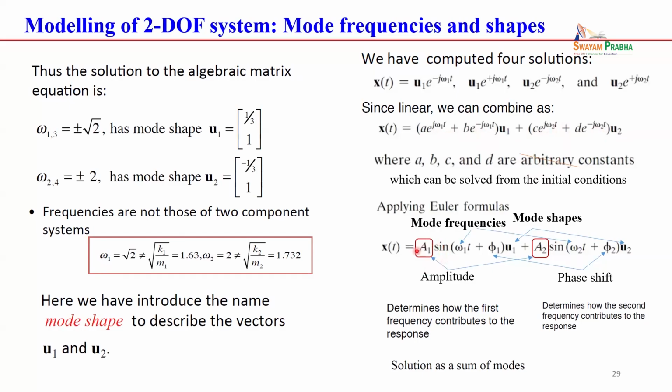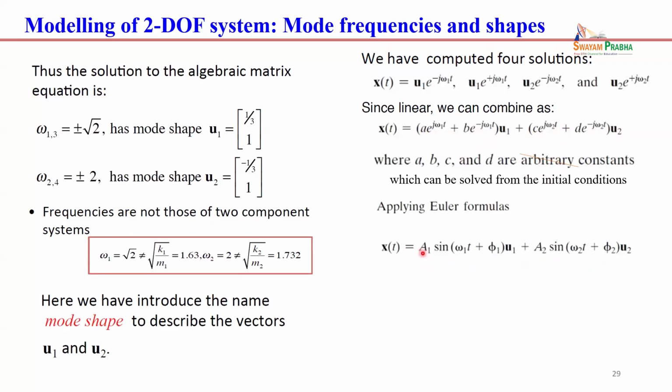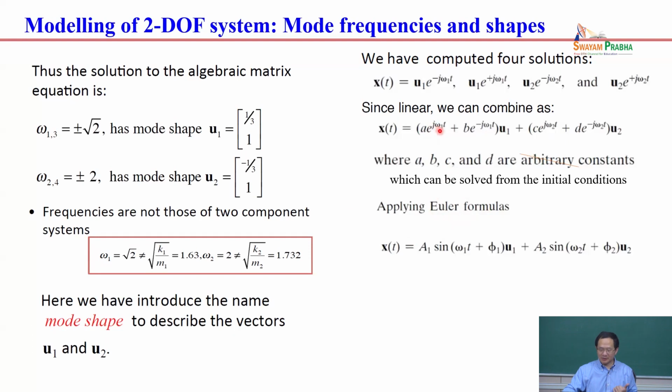Okay, so let me go a little bit. Okay, so you apply here and use the Euler formula. Euler formula: e to the j omega t equals cosine omega t plus j sine omega t, right?